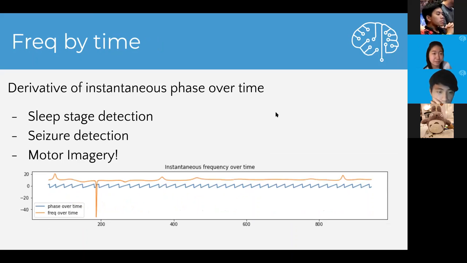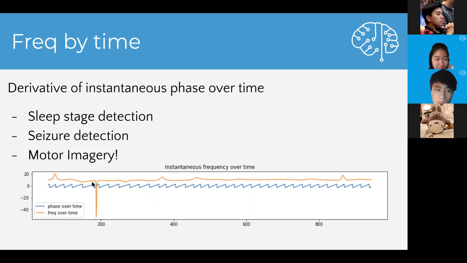And then there's also frequency by time, which is actually defined as the derivative of the instantaneous phase over time. This one has been used to identify sleep stages and also seizure detection. So it has pretty good literature on several mental states. And also there is some literature on motor imagery using this metric as well. So that's pretty interesting.